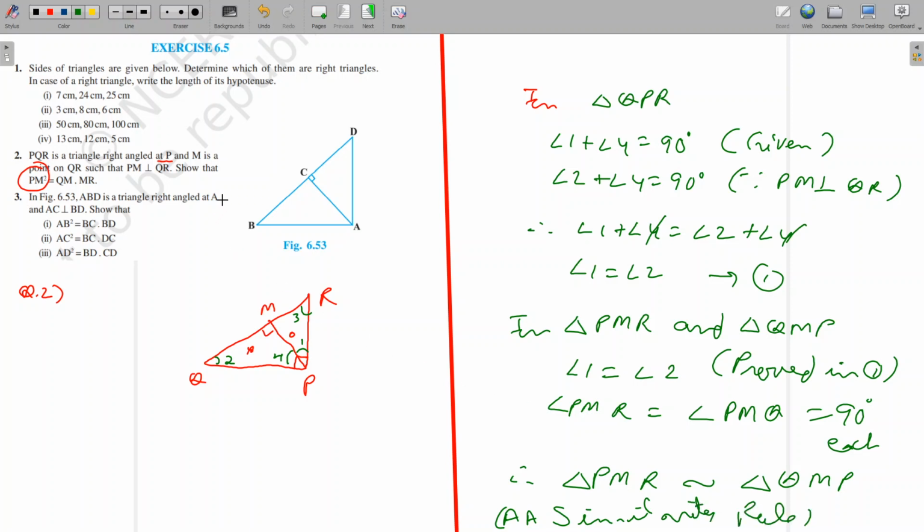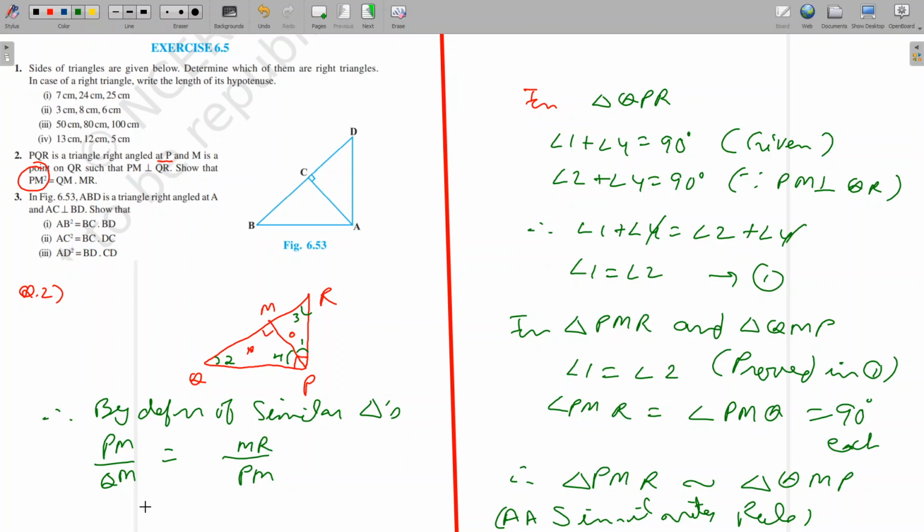Now we know that whenever two triangles are similar, their corresponding sides are in equal ratios. Therefore, by definition of similar triangles, here we have to prove that PM square equals QM into MR. So from the first triangle we will take the side PM, and corresponding to PM in the other triangle the side is QM. So PM over QM equals, now we need PM square, and that is only possible if we take PM in the denominator. From the second triangle we take PM, and corresponding to PM the side will be MR.